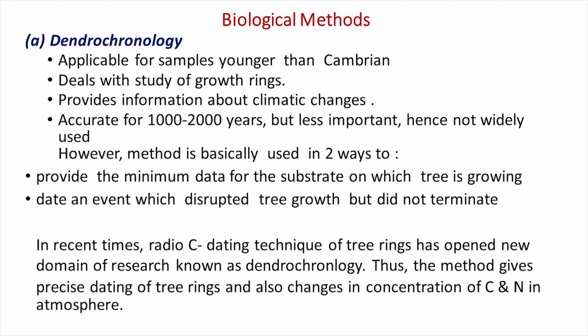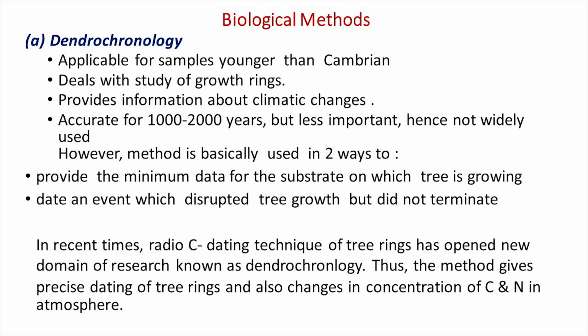However, the method is basically used in two ways. Number one, to provide the minimum date for the substrate on which the tree is growing. Second, to date an event which disrupted tree growth but did not terminate it. In recent years, the radiocarbon dating technique of tree rings has opened a new area of research. Thus, this method gives a precise dating of tree rings and also changes in concentration of carbon and nitrogen in the atmosphere.